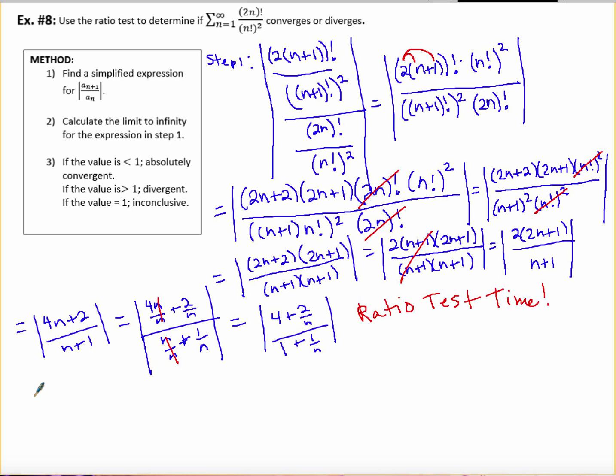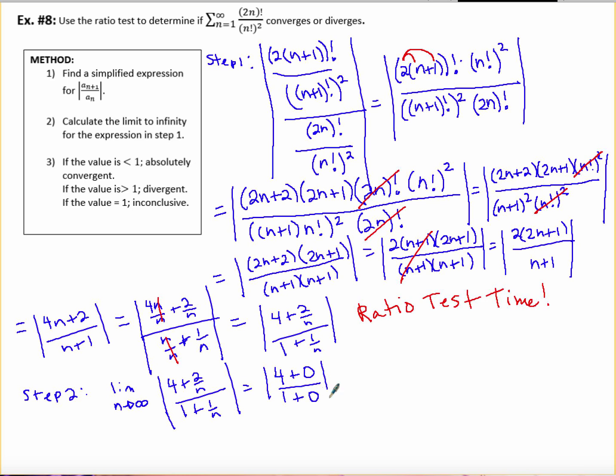Step 2, I know, step 2 after all this work. Step 2 is where we take the limit. So the limit as n approaches infinity of the absolute value of 4 plus 2 divided by n divided by 1 plus 1 divided by n. Well, as n gets larger and larger, 4 stays 4, but 2 divided by n becomes 0. 1 stays 1, but 1 divided by n becomes 0. I'm getting the absolute value of 4 divided by 1, which is the same as 4.